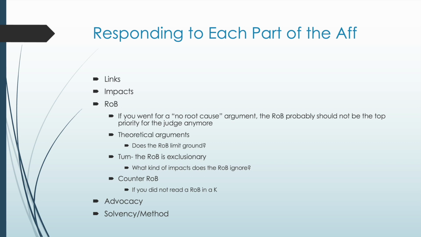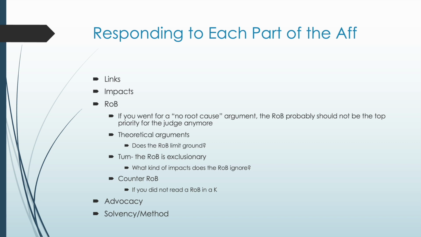Now let's talk about the role of the ballot. If you went for a no root cause argument, the role of the ballot probably should not be the top priority for the judge anymore, because if ableism is not the root cause, why is ableism the only thing the ballot should focus on? So succeeding in the impact debate sets you up for success on the role of the ballot debate. But when engaging with the role of the ballot proper, when coming up with reasons why the role of the ballot is bad, you can use theoretical arguments like, does the role of the ballot limit ground, or does it lead to strats skew, or does it force the neg to defend something that's morally reprehensible?